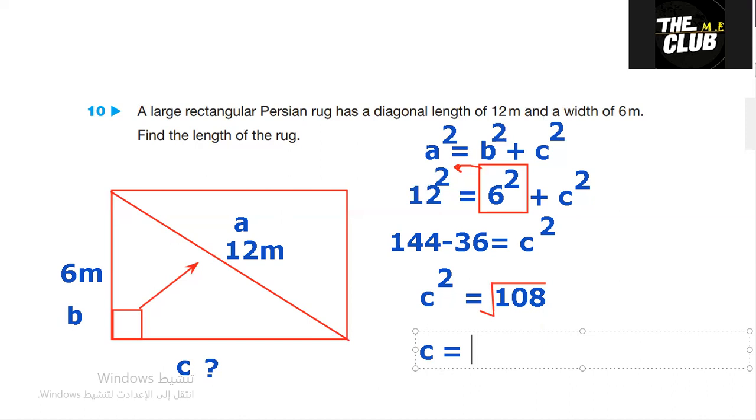So these questions have the same idea. You have to draw the shape, label them, write each one where it is, and then find the hypotenuse, and then use the Pythagoras rule to find the missing length. Now let's move on.